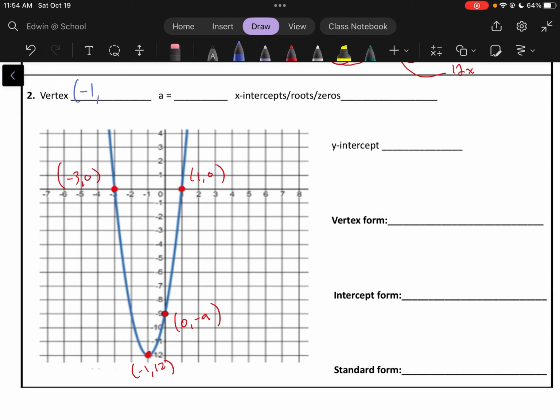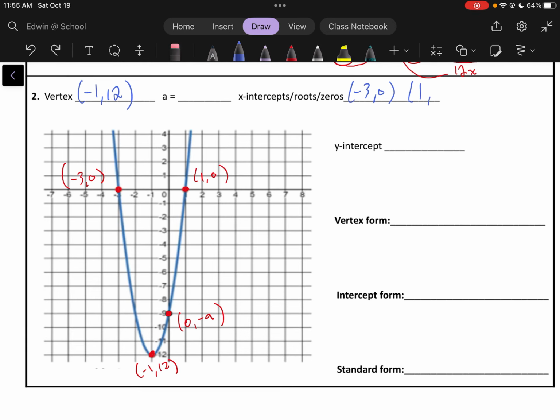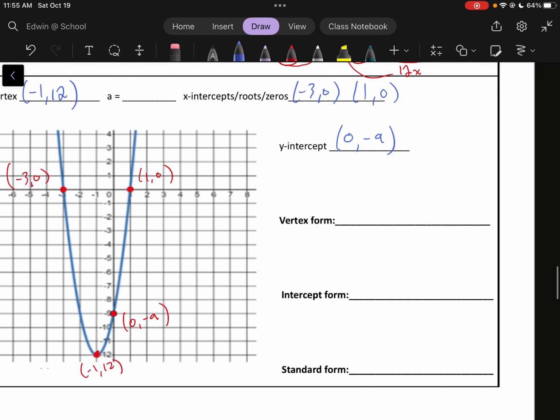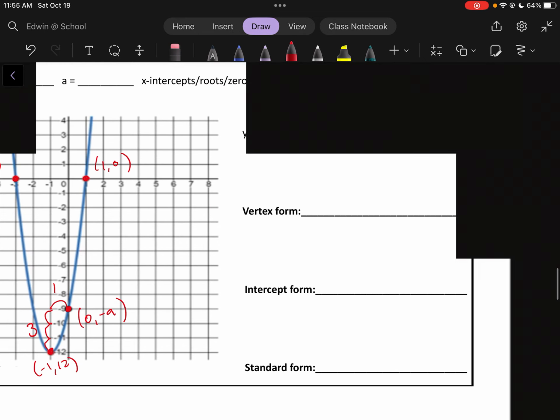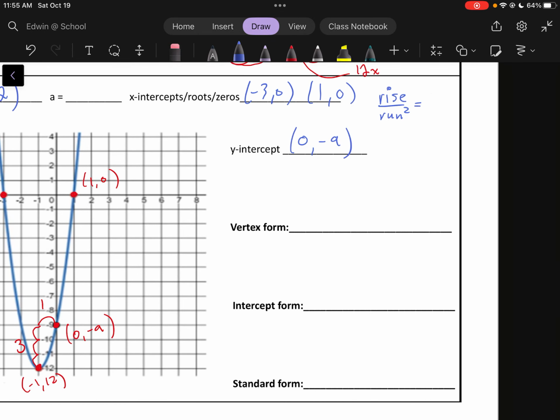So let's just fill in all this information. A is going to be equal to the rise over run squared thing, but we'll do that in a little bit. Find our y-intercept, 0, negative 9. Just remember it's rise over run squared from the vertex, meaning if we zoom into the vertex, go 1, 2, 3, and then 1 to the right. We go up 3, and then we go 1 to the right. Meaning we got something like 3 over 1 squared, which is just going to be equal to 3.